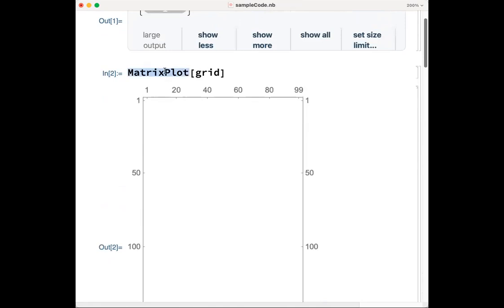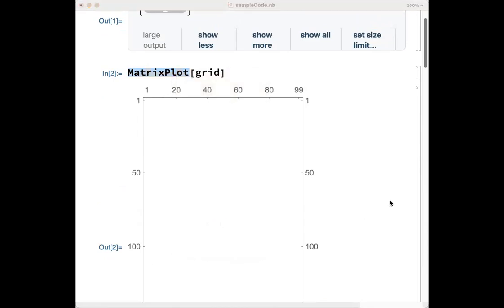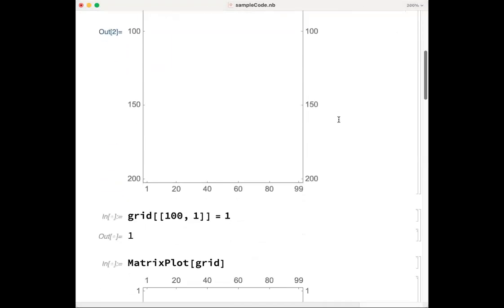Again, if you have a question about how something works, you can highlight it, right click, and press the Get Help button. And that tells you what do you want to do? It explains what that function is doing and gives you some examples of how it works. So the first step then is to create the array.